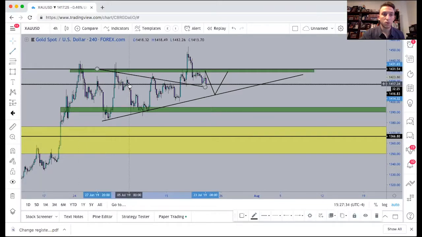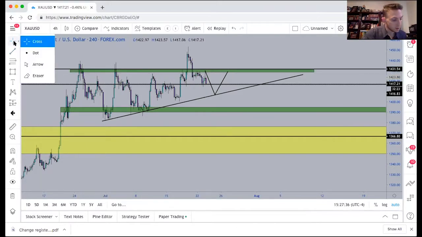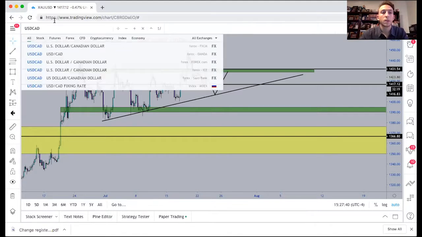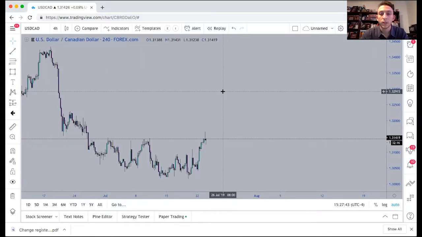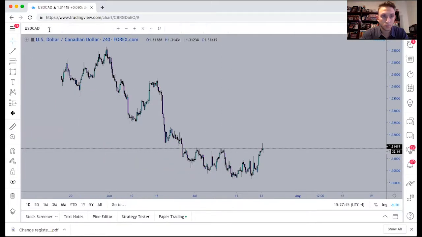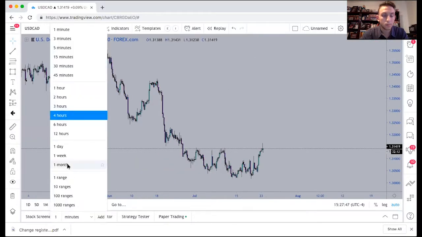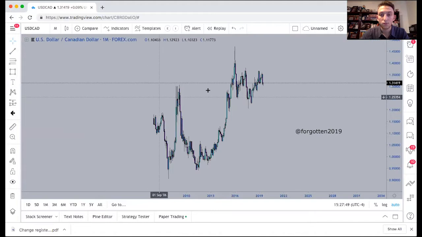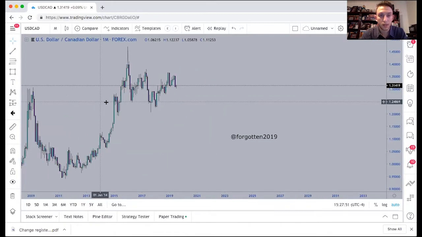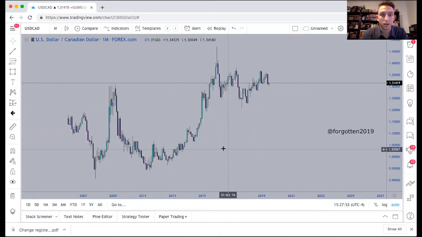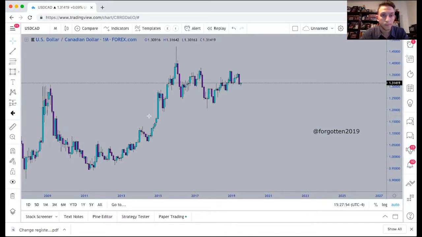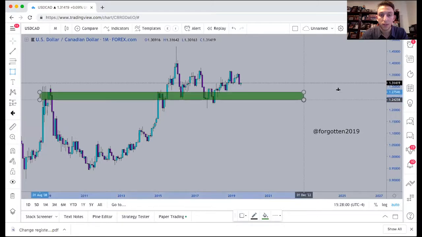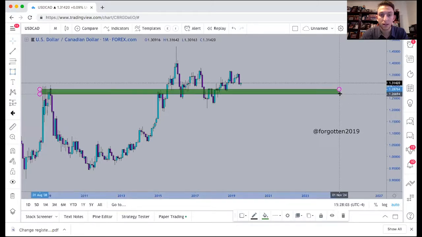Now let's go on to the next pair. We have USD CAD. All right, so USD CAD, we're going to bring this up to the monthly chart. And this was requested by @Forgotten2019. So let's go ahead and start analyzing USD CAD. Go over here to look for a nice monthly zone. I'm starting all of my charts blank so that you guys can see exactly how I analyze these markets.